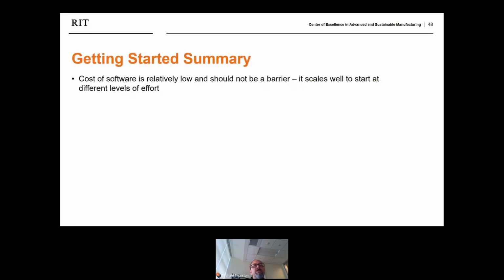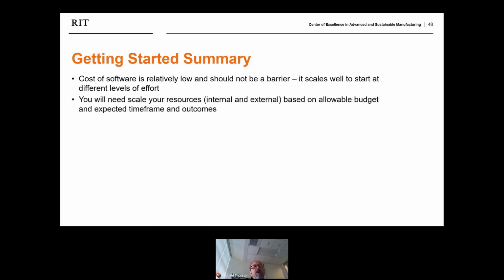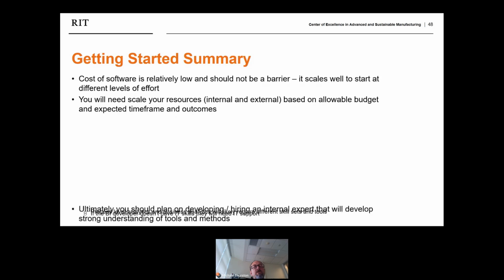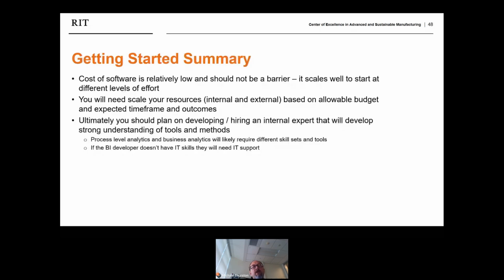Finally, to get started and think about what the implications of getting started are, the cost of software is relatively low and shouldn't be a barrier. It scales well to start at different levels of effort. You'll need to scale your resources that are applied to data analytics, both internal and external, if you're contracting, based on the allowable budget and expected time frame and analysis outcomes. Ultimately, you should think about developing or hiring an internal expert that will develop a strong understanding of the tools and methods.